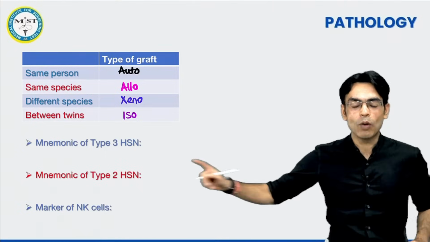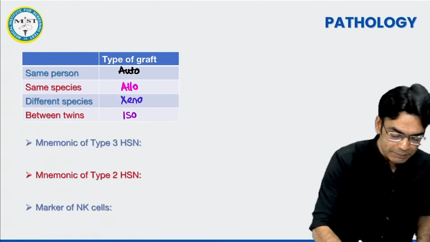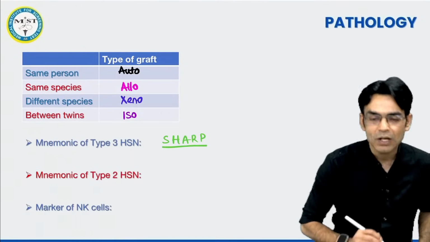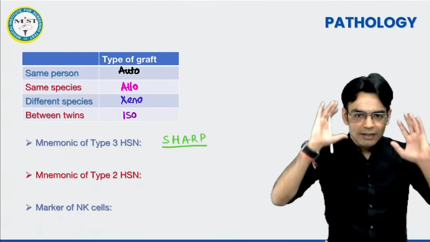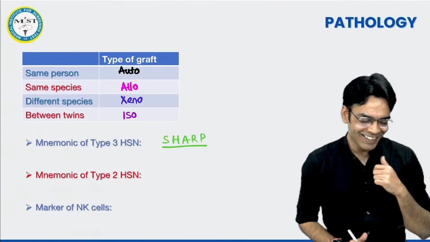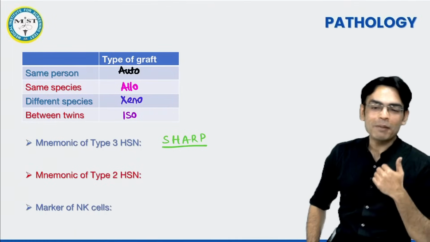ठीक है? Mnemonic for type 3 hypersensitivity. बेटा type 3 hypersensitivity का mnemonic बहुत ही simple है, SHARP. आप सबको पता होगा, it's a very popular mnemonic. It's been coming from many years.